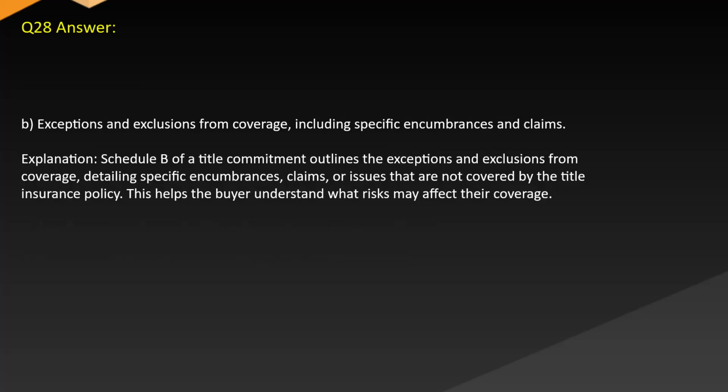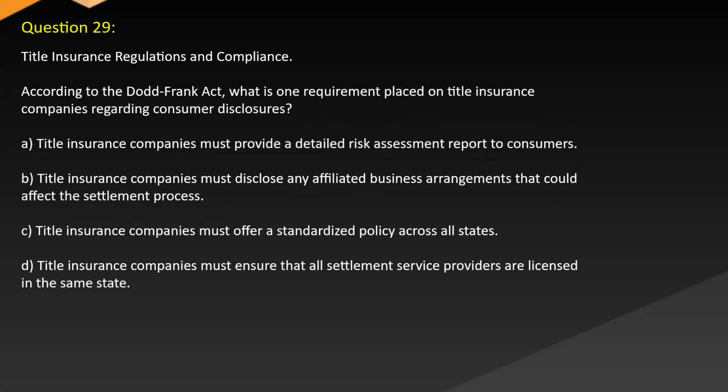Answer: B. Exceptions and exclusions from coverage, including specific encumbrances and claims. Explanation: Schedule B of a title commitment outlines the exceptions and exclusions from coverage, detailing specific encumbrances, claims, or issues that are not covered by the title insurance policy. This helps the buyer understand what risks may affect their coverage. Question 29. Title insurance regulations and compliance.